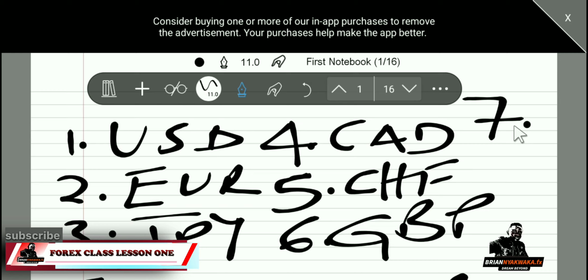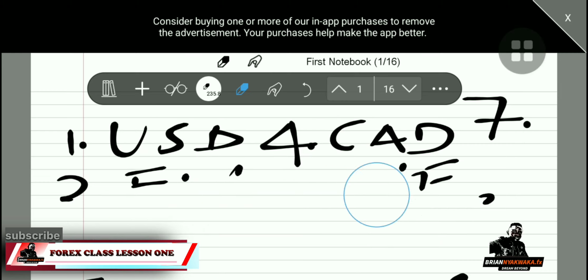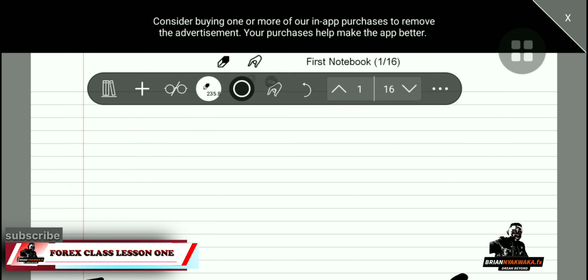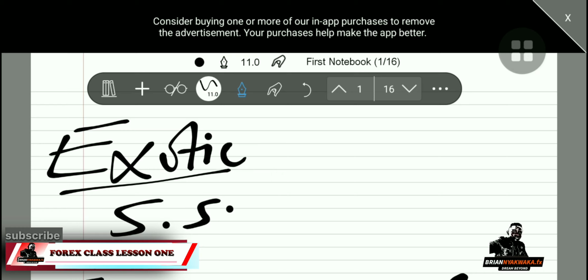So exotic currencies, these are currencies from the third world economies. Those are exotic currency. Third world economy, for example, we have South Sudan dollar. So this is an exotic currency.